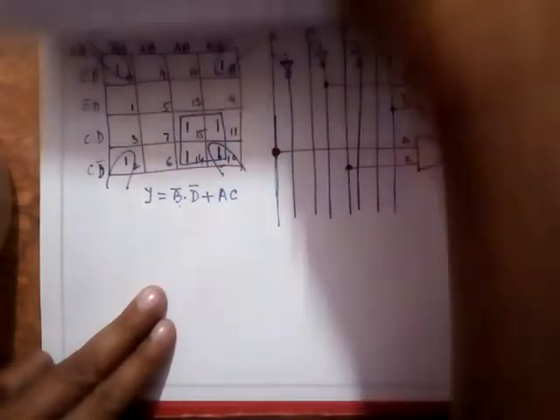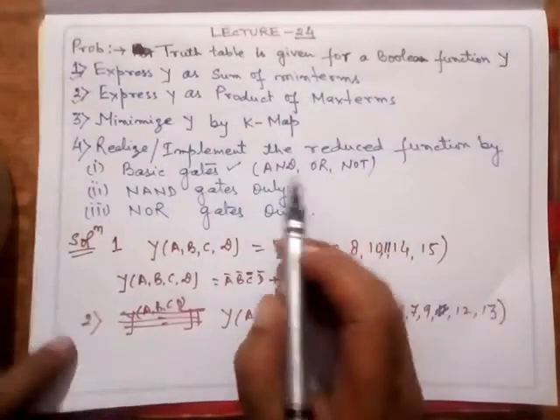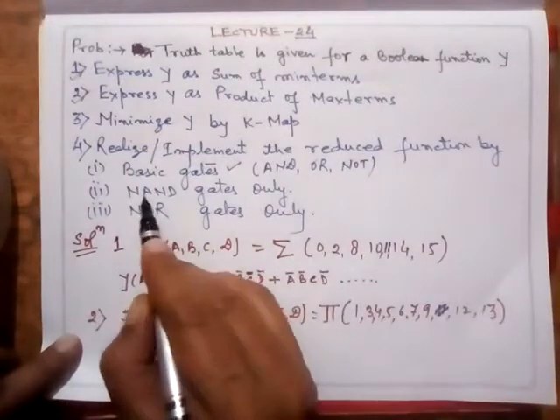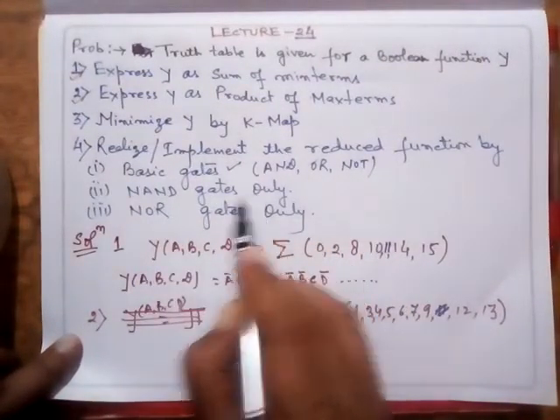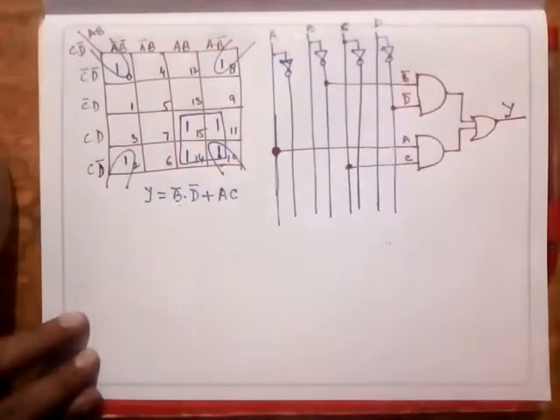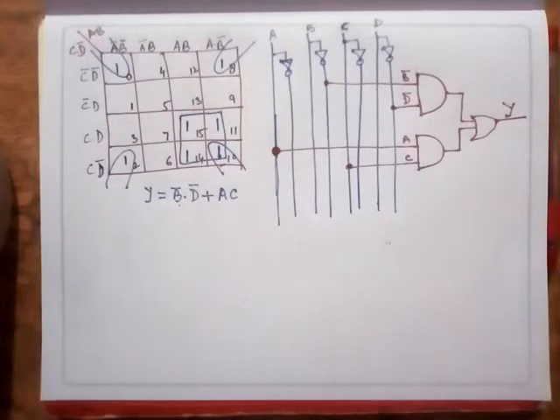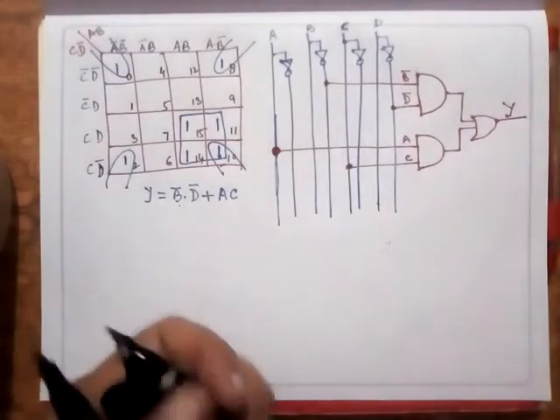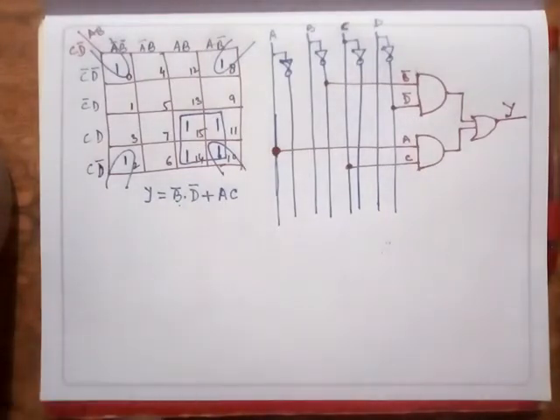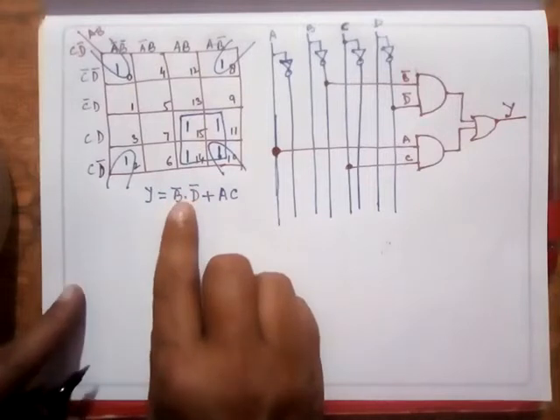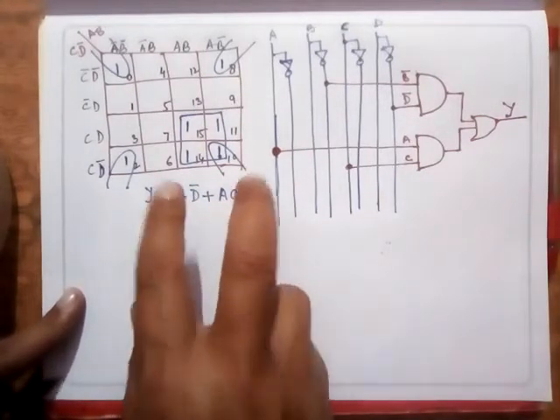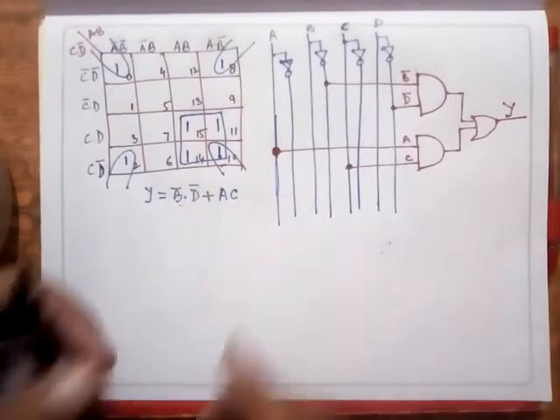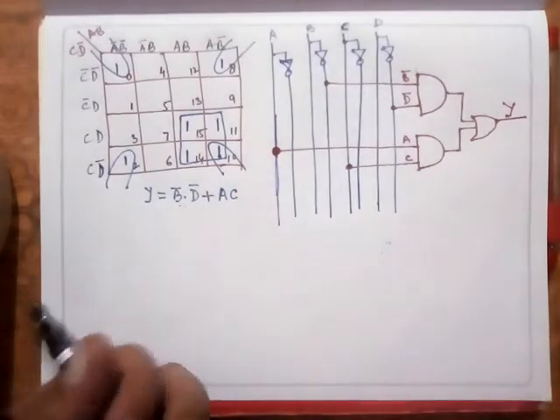Now second part says implement the reduced function by basic gates that I have done by NAND gate only. When it says by NAND gates only, means I don't have to use any other gate, but I have to use NAND gate only. So what I do, for NAND gate, as I told you, the expression should be in SOP form. So this is already in SOP form. So I'll reduce this by NAND gate only.